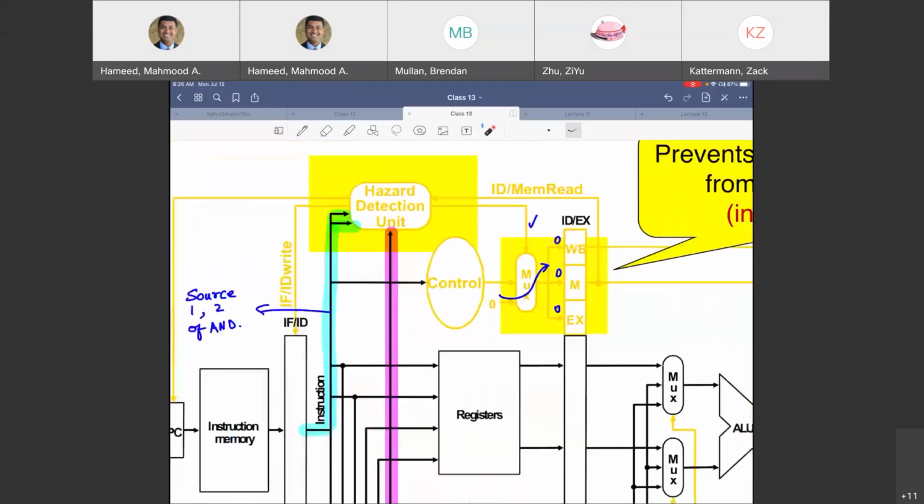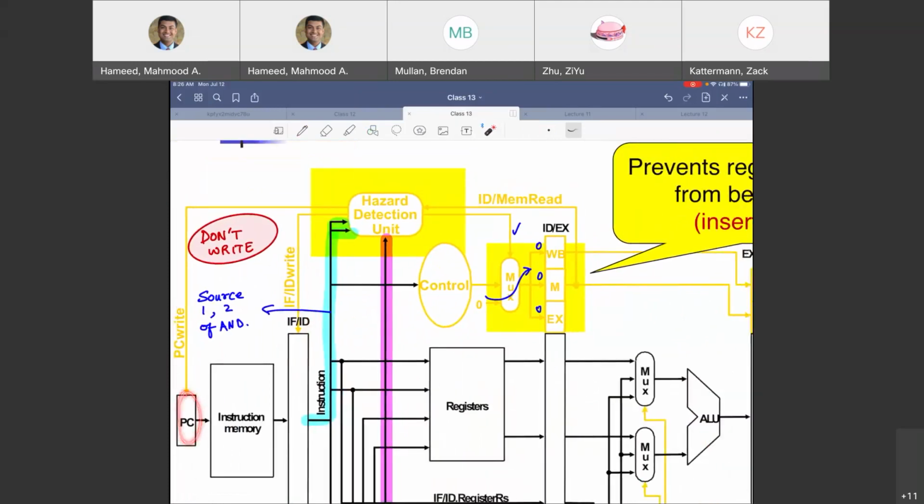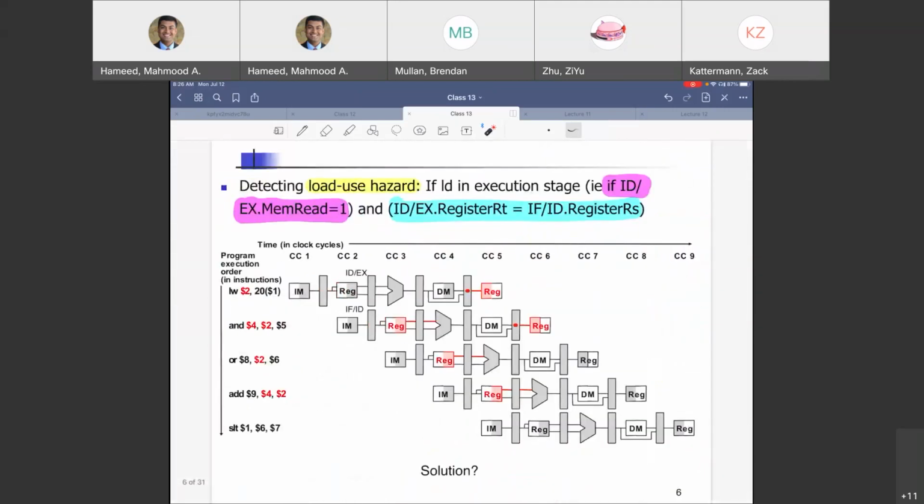So that's one. What about here and here? That you will simply select in such a way that you don't write. So you're not going to update your IFID pipeline register, and you're not going to update your program counter, which essentially means you're not updating it to the next instruction. You're just stalling the pipeline, getting done with 5 clock cycles. And after those 5 clock cycles get done, the next instruction comes in, which is going to be the and. That's when you will write to the program counter and start working on and.